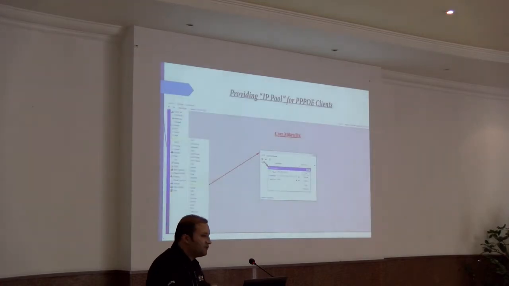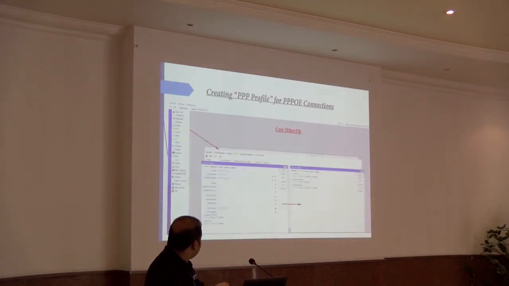Now that we have provided the layer 2 interfaces, we should configure our PPPoE server. So as a first step, we need an IP pool to assign IP addresses to our clients. So under IP pool, we create an IP pool. After that, we need to create a PPP profile to apply our configuration to our customers.